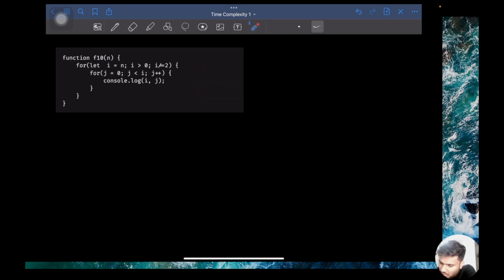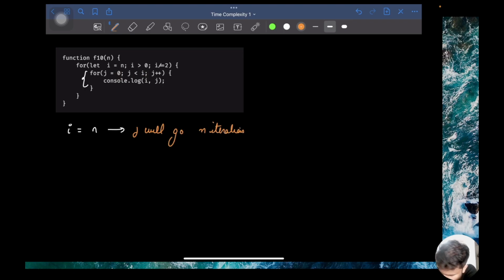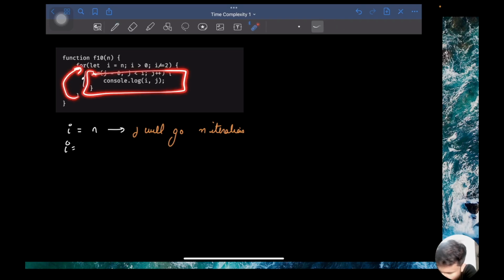Let me tell you why. Because the bound of the inner loop is changing with the value of i. It's not constant, so we cannot just directly rely on n iterations. We have to calculate it manually. If you manually calculate it, just see, when the value of i is n, the inner loop of j will go from 0 to n. That means n iterations. Once these n iterations are done, you go back and reduce i by 2, so this becomes n by 2. When this becomes n by 2, j goes from 0 to n by 2.